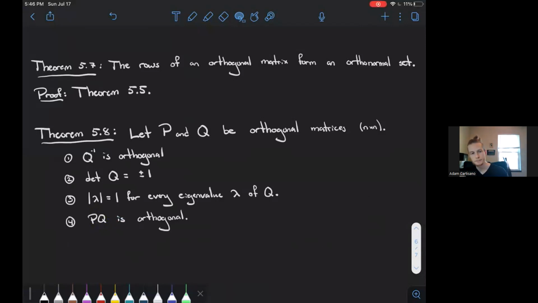And the last one is that the product of two orthogonal matrices is again orthogonal. The easiest way to think about that is geometrically, composing two linear transformations whose standard matrices are orthogonal matrices. You're going to preserve all your dot products, and then you're going to preserve all your dot products again. That's the easiest way to think about that.